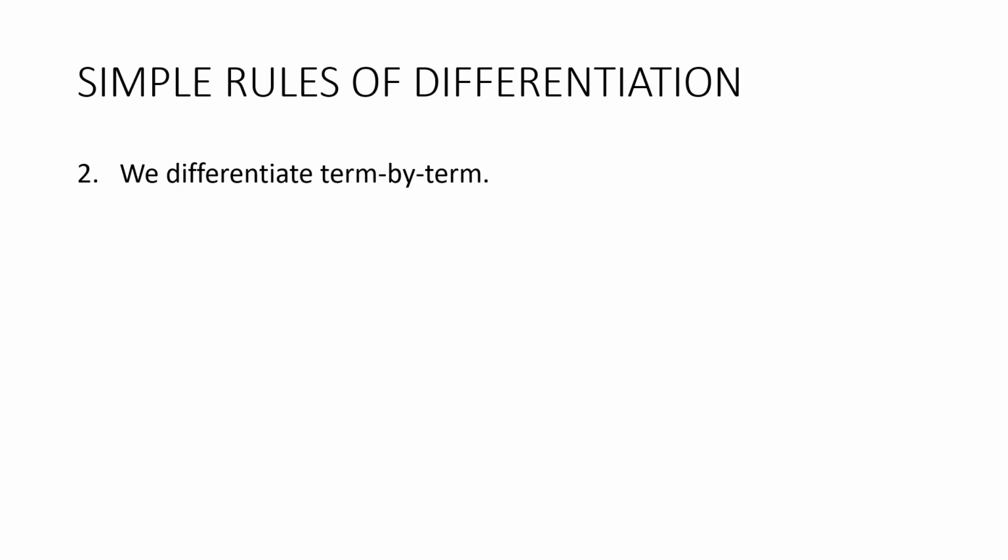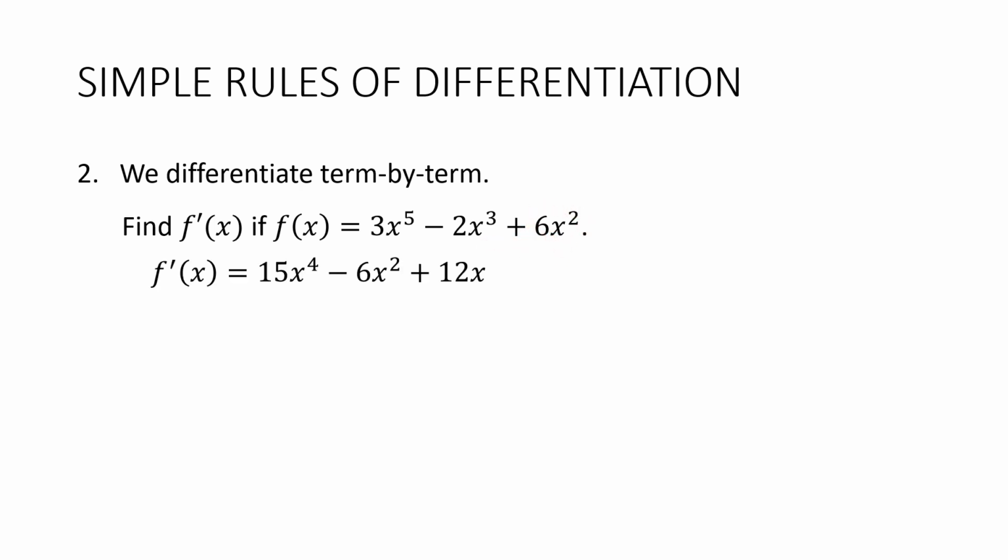Number 2, we differentiate term by term. Here's an example, find f dashed of x if f of x is equal to 3x to the power of 5 minus 2x cubed plus 6x squared. So our derivative is going to be, bring the 5 down, it's going to multiply by the 3, so that's 15x to the power of 4. Take away, bring the 3 down, 3 2s are 6x squared plus, bring the 2 down, 12x. There's our derivative.